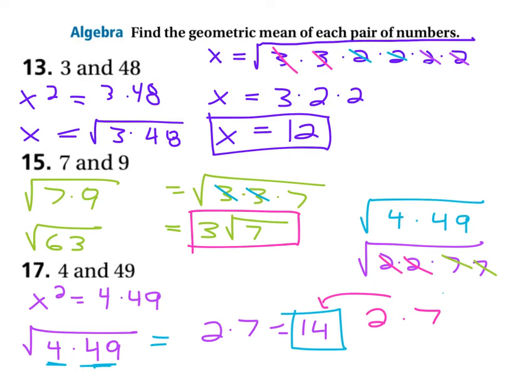Okay. Just to recap, the geometric mean is asking you to multiply the numbers together and then square root them. And you need to know how to simplify square roots. Kids freak out a little bit and say, what is that? Do we really have to do that? And my response is, yeah, you do.